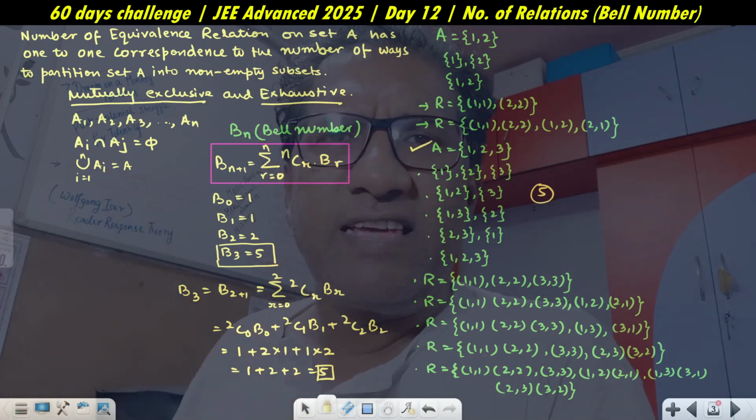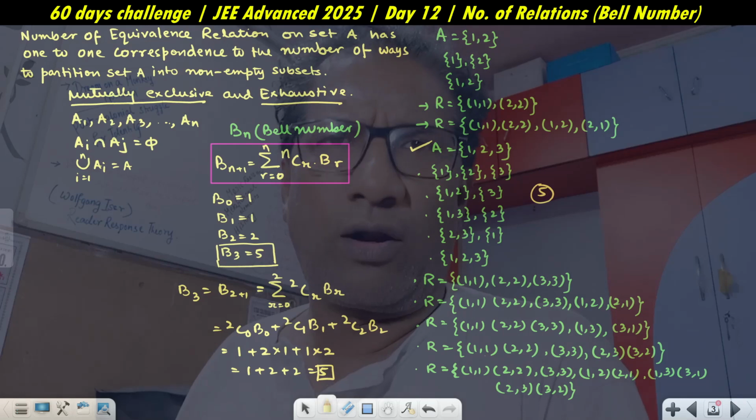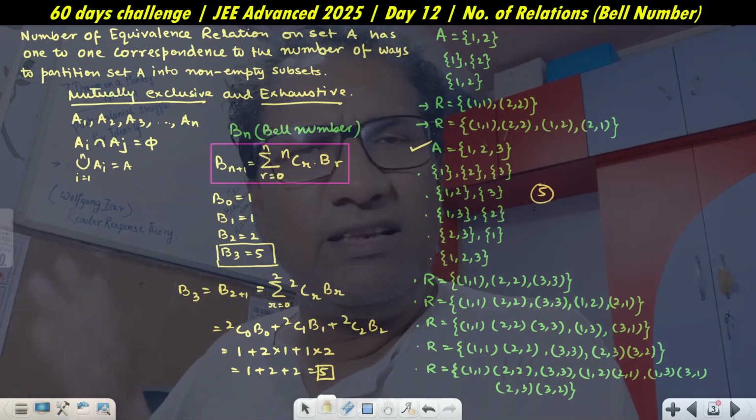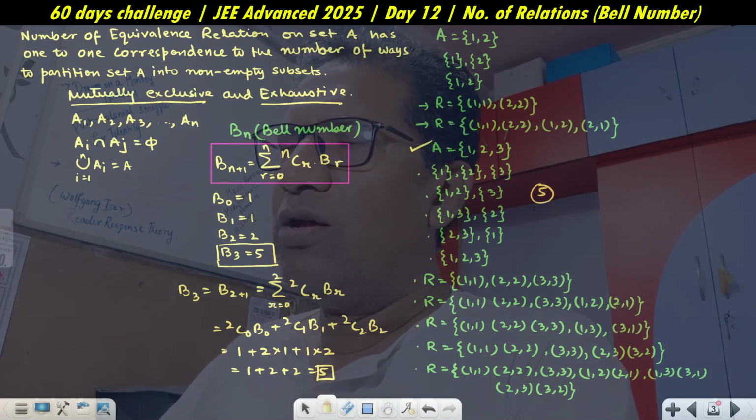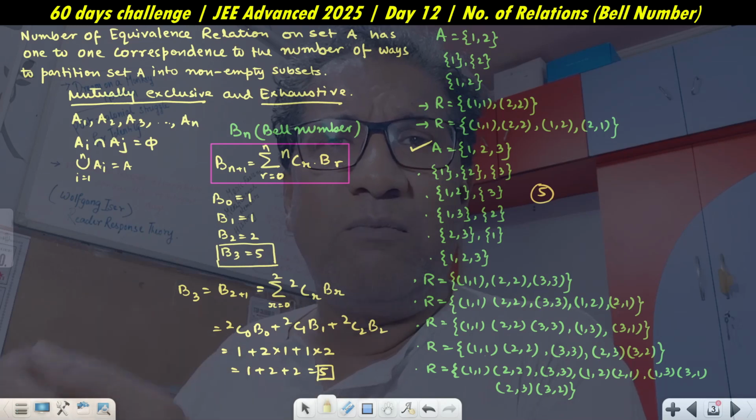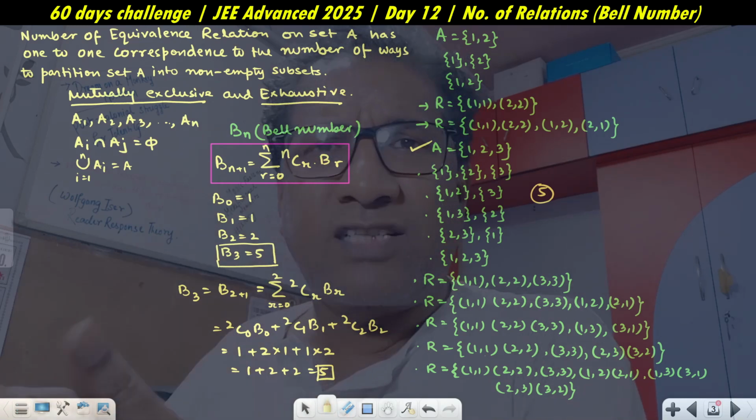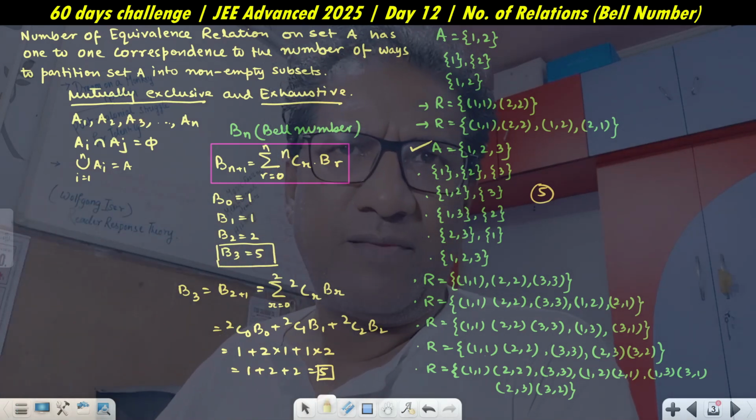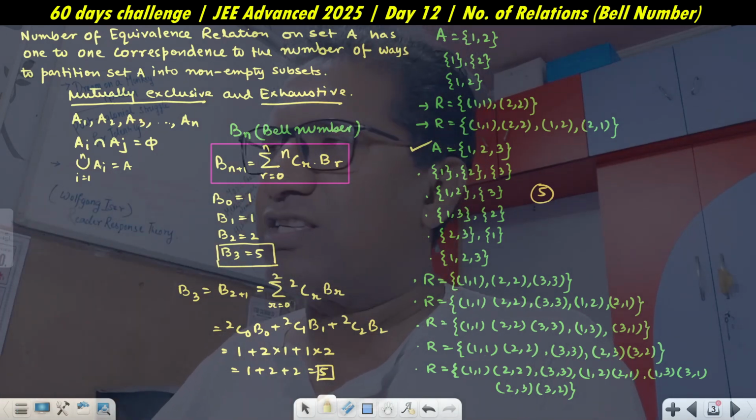So we have learned how to find the Bell number. Even if I ask you for the Bell number of 4 or the Bell number of 5, you can find it by using this relation. And what is the utility of finding the Bell number? Because the Bell number indicates the maximum number of equivalence relations possible on a set having n elements.